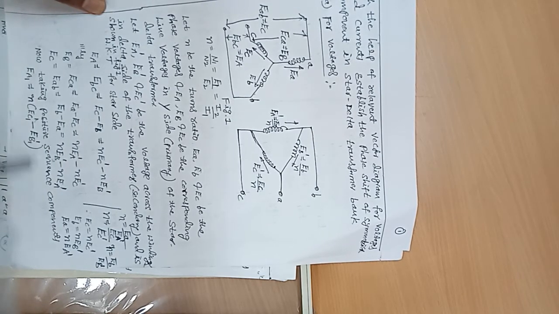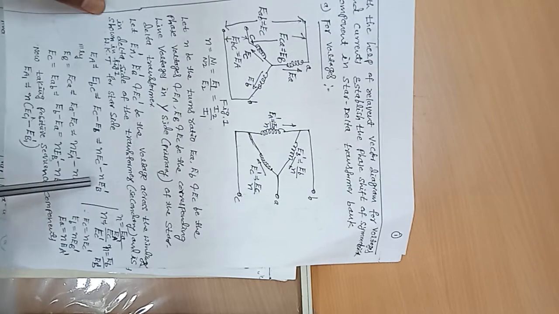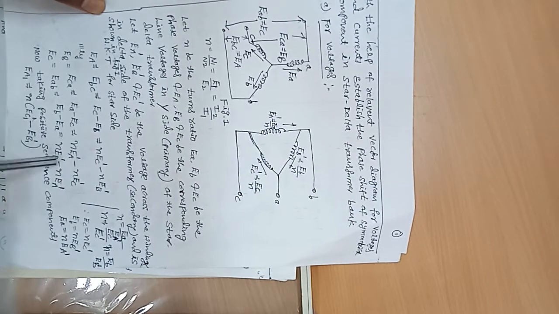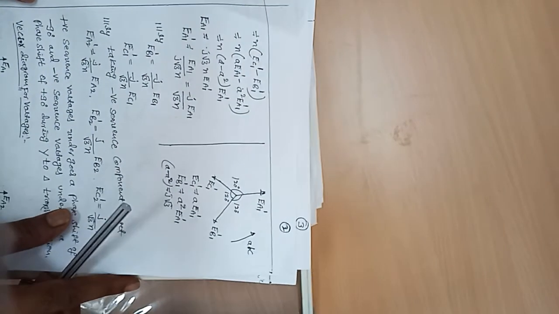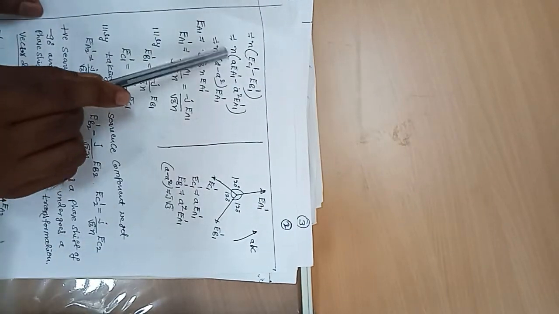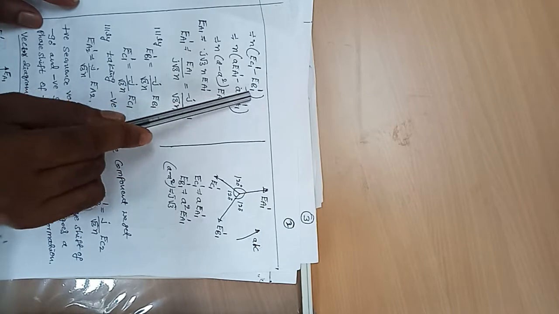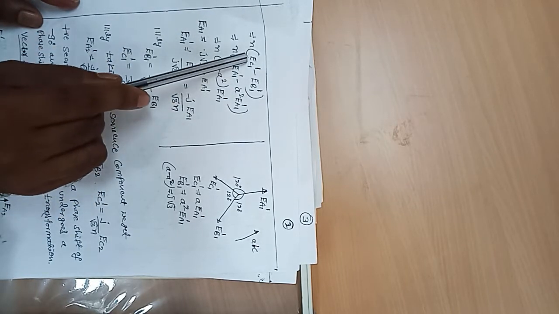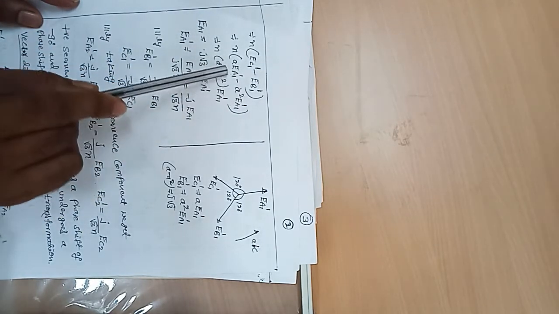Okay, now that is the positive sequence component. Just apply the suffix to this, similarly for the remaining. Okay, next, see here: N into EC dash minus EB dash, as written in the previous case. But now I want to write EC dash and EB dash in terms of EA1 dash.